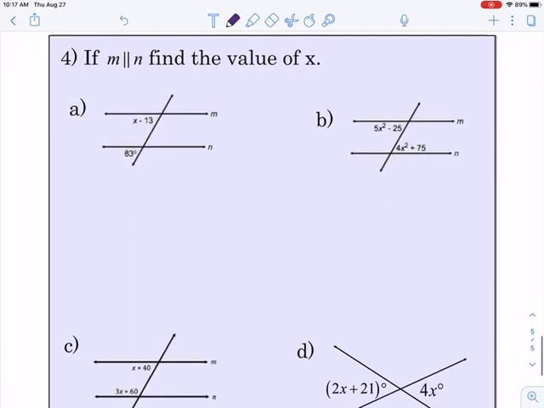And now we want to find the values of x in the pictures that are given here. And again, it's going to be dependent on the information that you're given. So you're going to have to decide first what type of angles they are and then what's special about them.